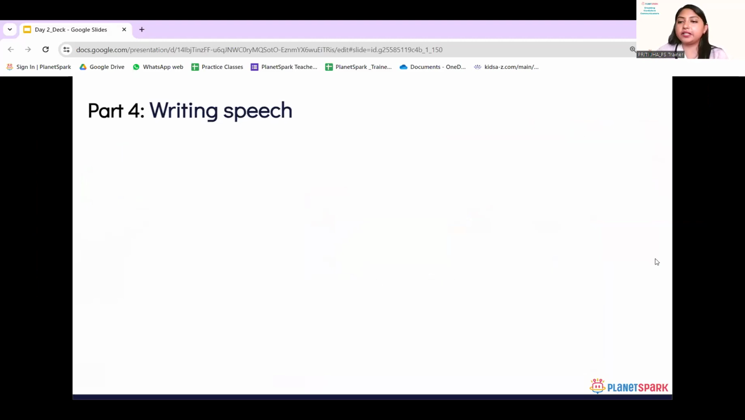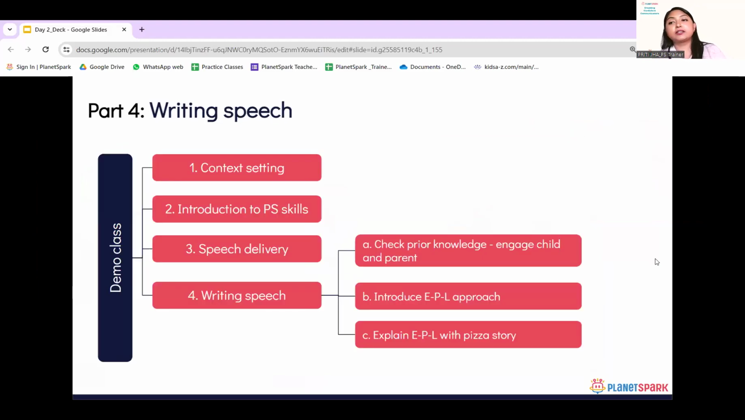So what is the first thing that the teacher did? She checked the prior knowledge of the child and the parent, and she engaged both of them in a role play. Right. So this is done to check what prior knowledge the child already has. That creates a base for the understanding, and then you introduce the EPL approach, the ethos, pathos, and logos approach. And once that is done, you explain the EPL with a pizza story, right?